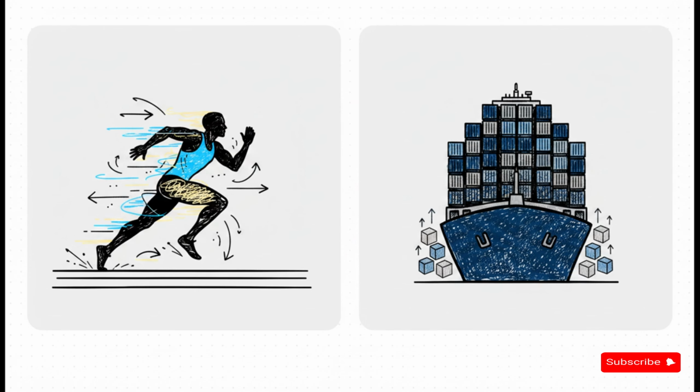Now, contrast that with memory devices. If logic devices are sprinters, memory devices are more like massive cargo ships. Their ultimate superpower is density. The entire goal here is to cram the absolute maximum number of bits into the smallest possible physical area. And to do that, they have to rely heavily on 3D vertical stacking.